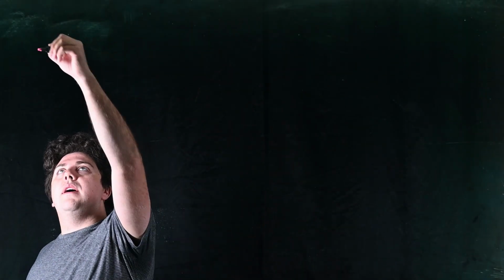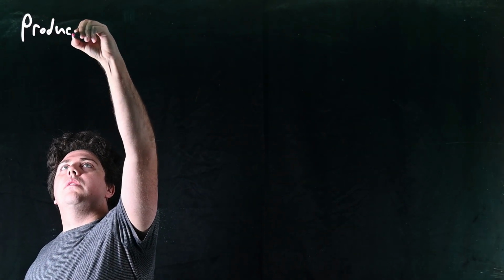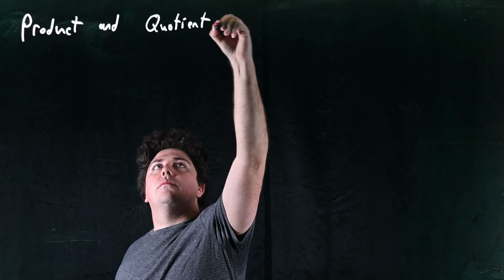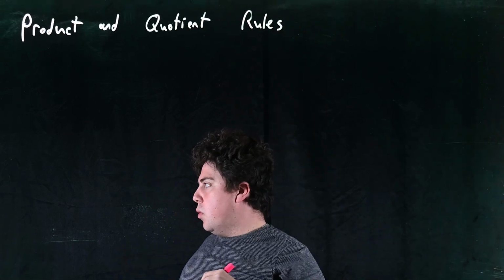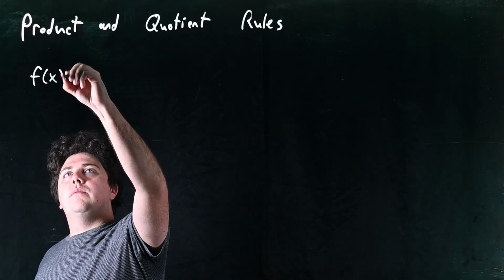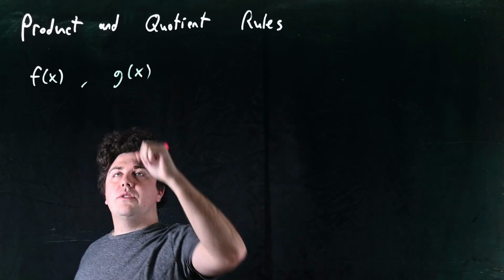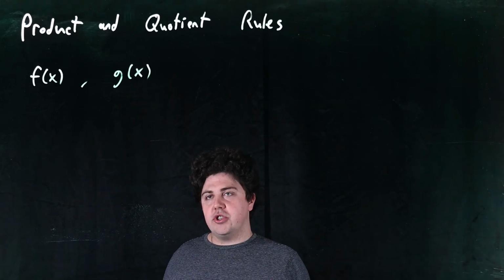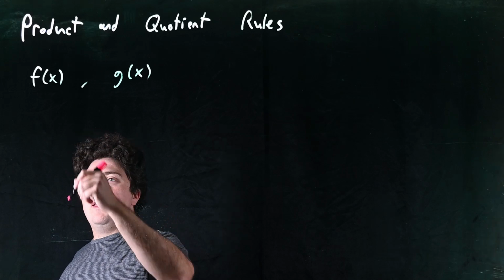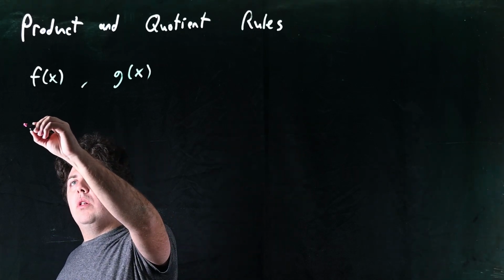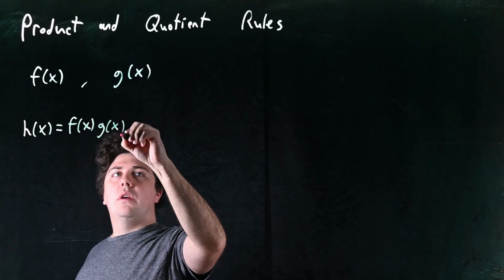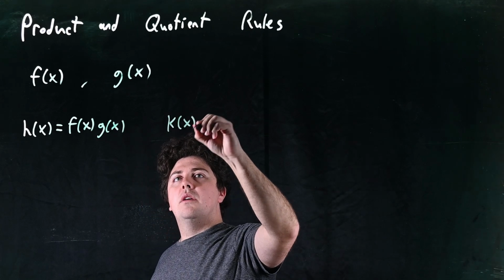All right, so let's talk now about product and quotient rules. So let's say we have the functions f of x and g of x, and suppose that these are nice differentiable functions. And of course, what's something we're often going to want to do? Well, we're often going to want to take their product or their quotient. So let's maybe call h of x be their product, and maybe k of x be their quotient.